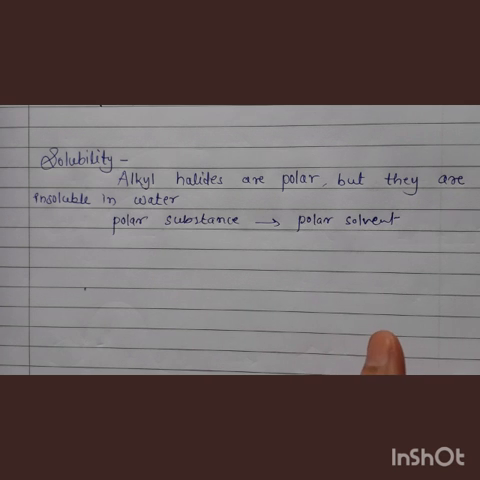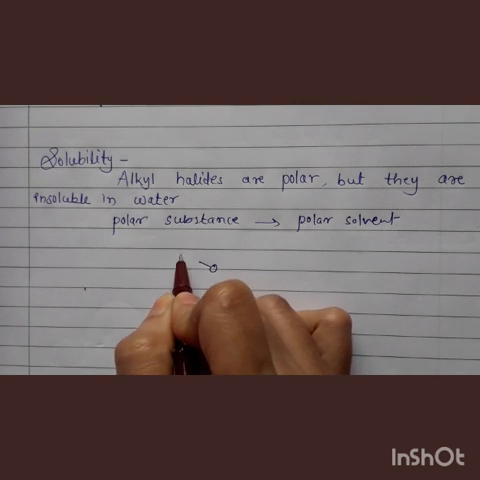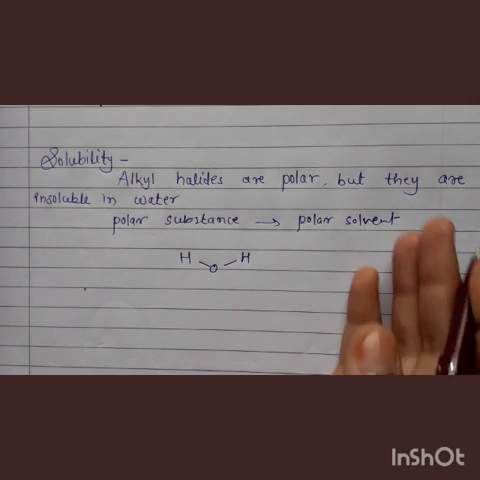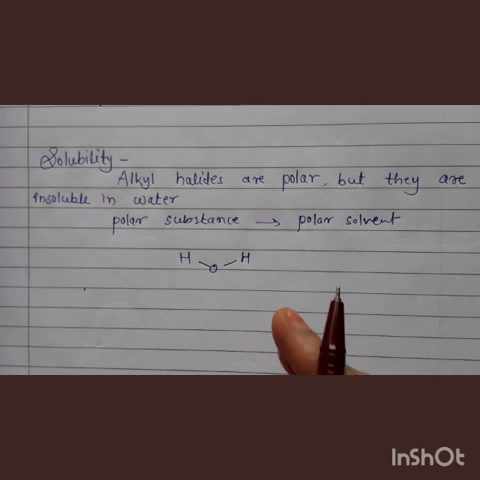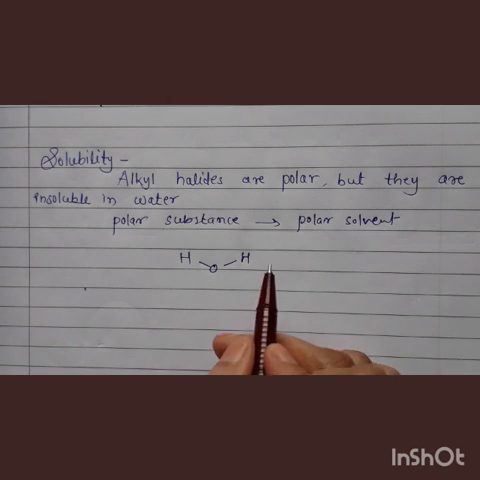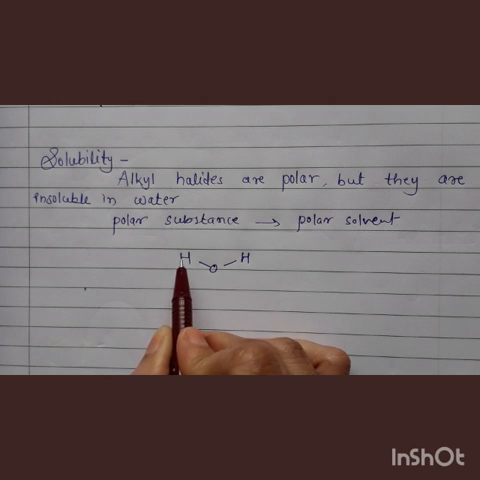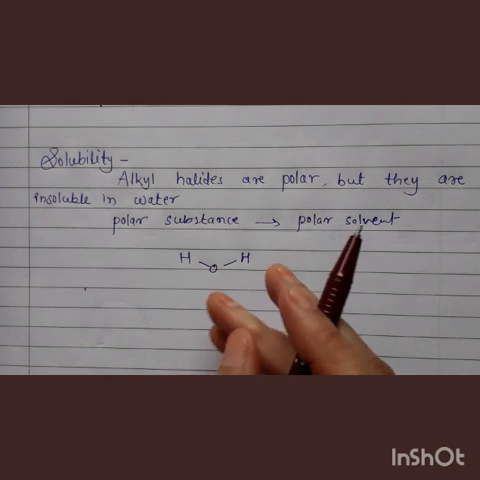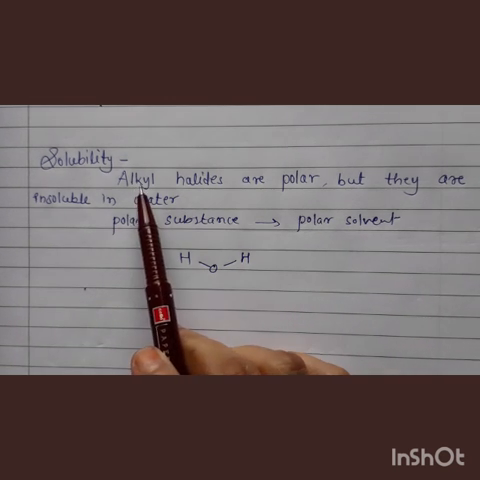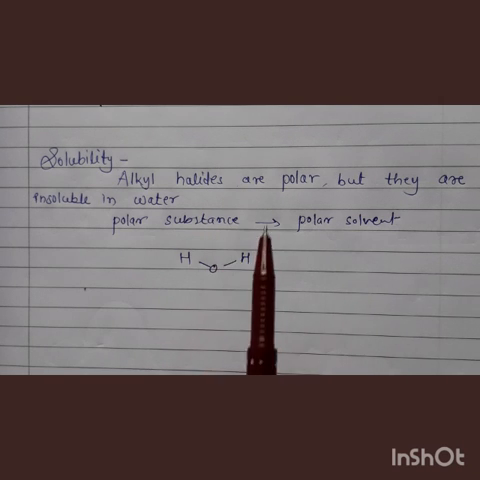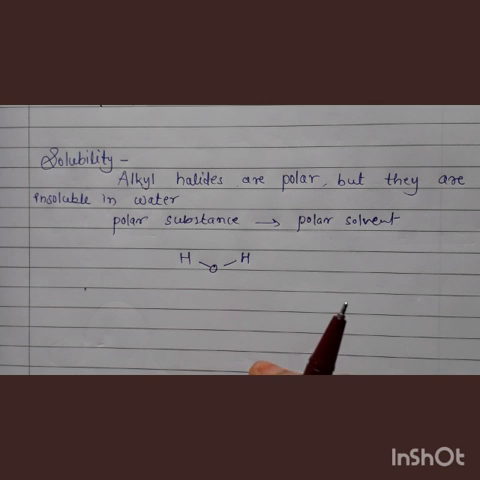See, alkyl halides are unable to form hydrogen bonds with water. When any substance dissolves in water, what does it mean? See, this is the structure of hydrogen bonding. When we add any substance to water, that substance forms hydrogen bonds with water and dissolves in water. But here alkyl halides are unable to form hydrogen bonds with water, and that's why they are insoluble in water.